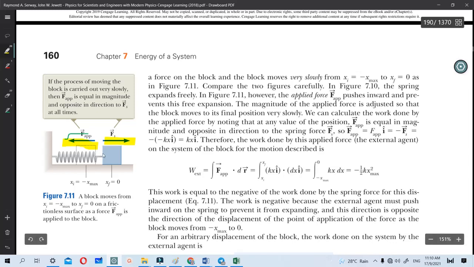Okay, maknanya katalah object now is being stretched. Okay, stretched, maka kita akan nampak F spring negative pula and force applied is positive. Okay, by using this figure.